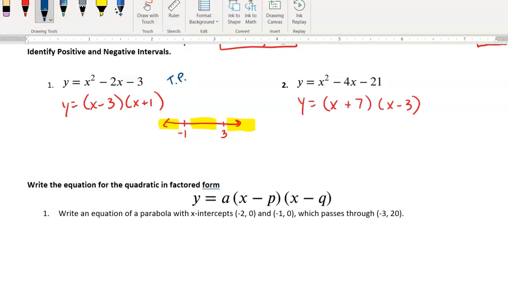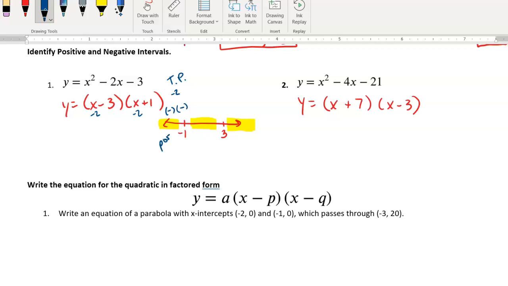So for the first test point, I'm going to pick a number less than negative 1, like negative 2. When I put negative 2 in here, negative 2 minus 3 would be a negative number. I don't care about the value. Yes, it's negative 5, but it would be a negative number. And negative 2 plus 1 would also be negative. So I'm putting negative 2 in each of those spots, and that results in a negative answer in the first set and a negative answer in the second set. And then we would have a negative number times a negative number, which would be positive. So between negative infinity and negative 1, it's going to be positive.